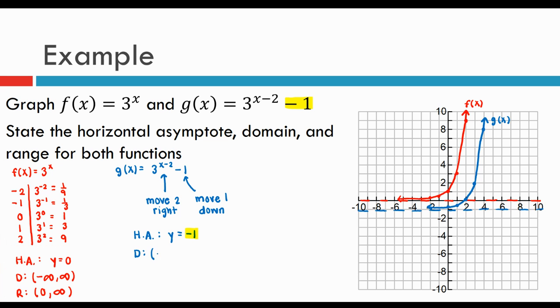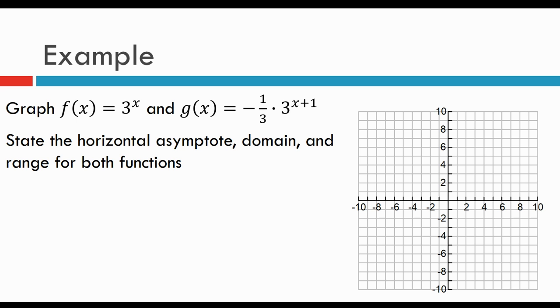Domain is not going to change. It's going to go from negative infinity to positive infinity. But now my range has changed because now I do have some negative numbers in my range. But once again, what's the lowest number? Well, it was getting closer and closer and closer, but not actually touching -1. So here we're going to start at -1 with a parenthesis, and then we're still heading up towards positive infinity. So there are my two graphs labeled. I've got my horizontal asymptotes drawn in my graph as well. And then I've identified the 3 pieces that they asked for.